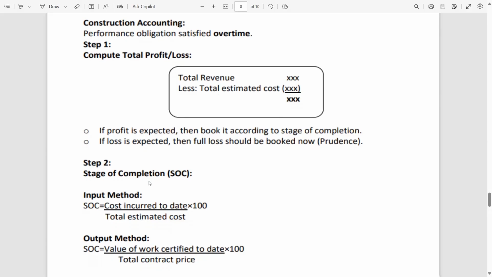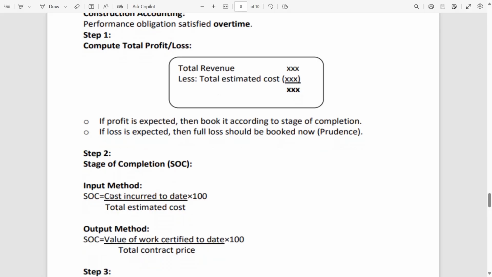Step 2 means stage of completion. How will you calculate stage of completion? Two methods. Input method: stage of completion equals cost incurred to date divided by the total estimated cost. Total estimated cost includes cost incurred to date and further expected cost, meaning the cost you have incurred till now and whatever cost will be incurred in future. These two costs will be added, and cost incurred to date will be divided by the total estimated cost, multiplied by 100 to give you a percentage.